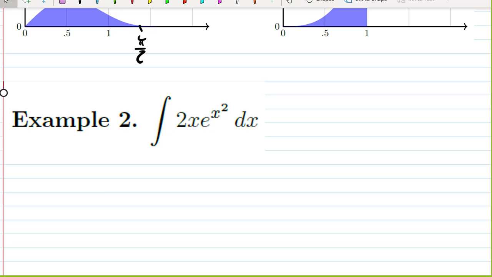So a good place to start is we always want to look for something that is inside something else, aka composition. So when we look at 2x e to the x squared, what function is inside something else? Well, we have an e to the x composed with x squared. So our x squared is our inside function, so we pick u equal to x squared.